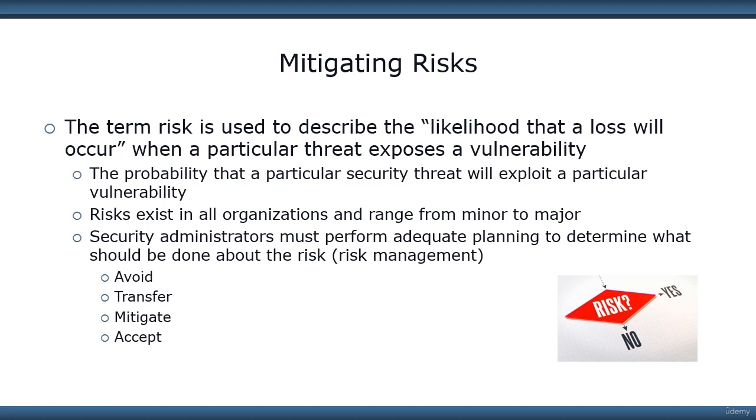Mitigate means to minimize. Mitigate means we're going to put in separate security controls to try to lessen the likelihood that a loss will occur. We're going to keep the technology, but we're going to implement security mechanisms in order to lessen the likelihood. And then accept just means, well, I'm going to accept it. I'm not going to do anything about it. That may sound odd, but some risks are minor due to environmental factors and things like that.